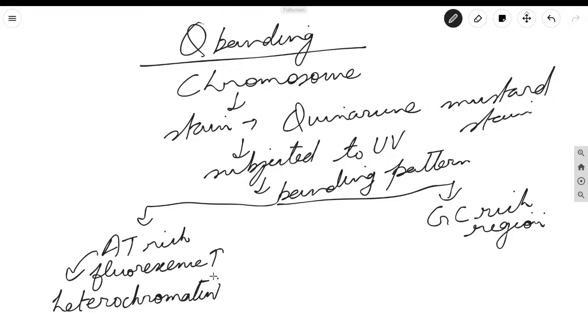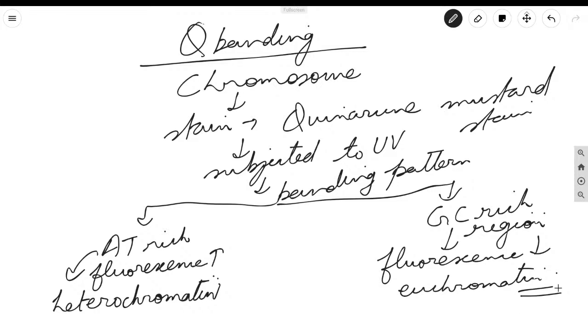Now the next thing is, the GC region will not fluoresce that much. It will show less fluorescence or may not fluoresce, and because of less fluorescence or absence of fluorescence, that will be known as euchromatin or gene rich region.